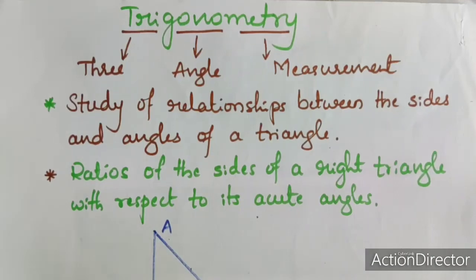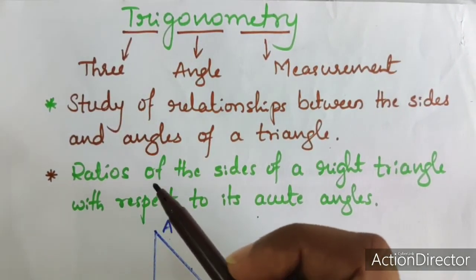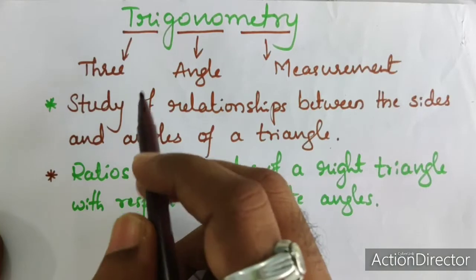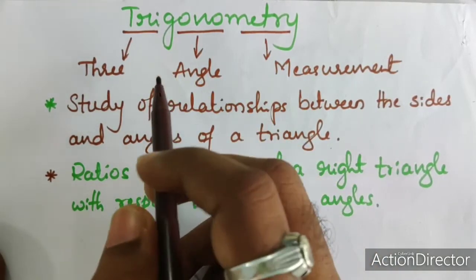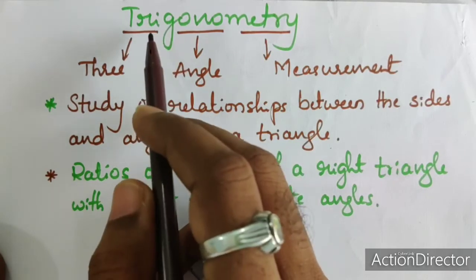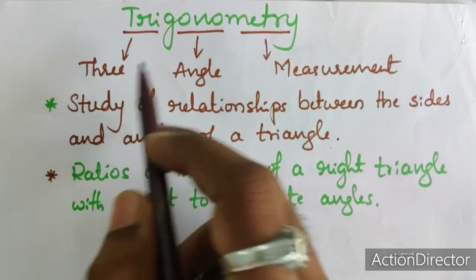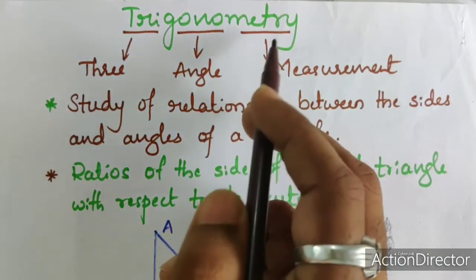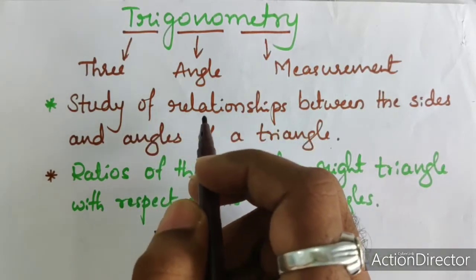Hello students, today we will learn about a very important concept in mathematics called trigonometry. The word trigonometry itself suggests that it is a mix of three terms. It's a Greek word. Tri means three, gono means angle, metry means measurement, which means it's all about three angle measurement.